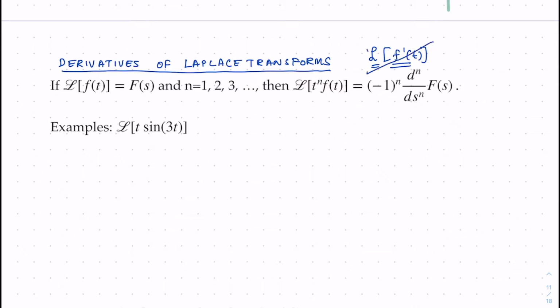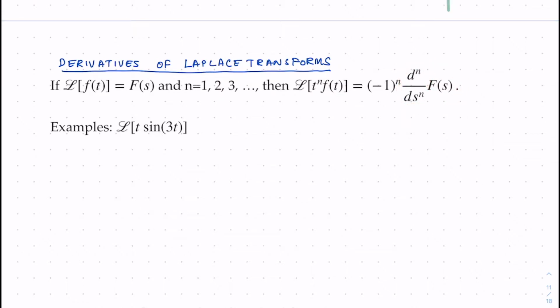We are not going to do that in here. What we are going to do in here is the derivative of the Laplace transform. This is the Laplace transform and here's the derivative, right? So this is the derivative of the Laplace, and how do we work with that?